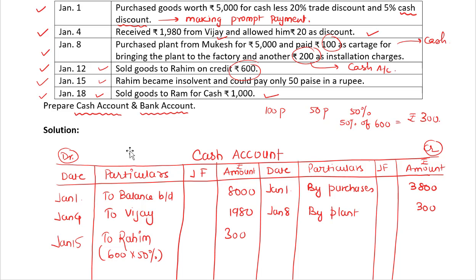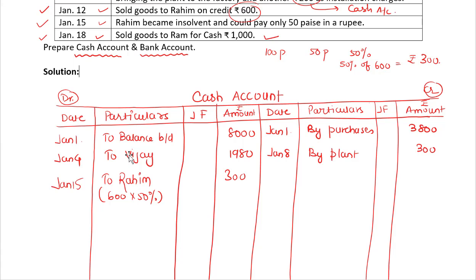Sold goods to Ram for cash 1,000. We sold goods to Ram and received 1,000 as cash. So January 18, to sales account 1,000. See, this is cash, so we'll be writing sales account. This is not a credit transaction.